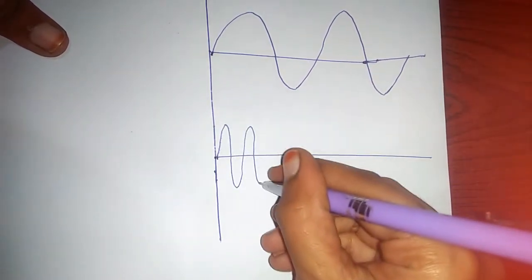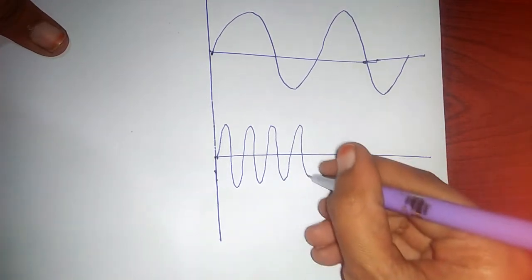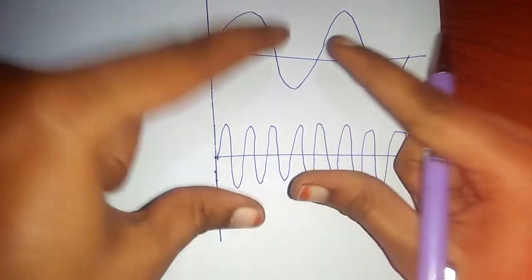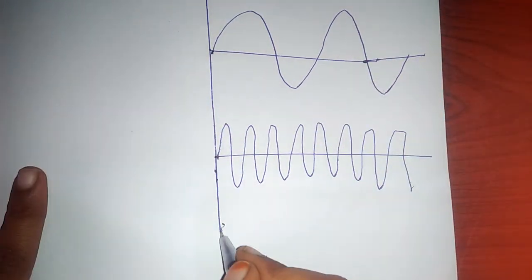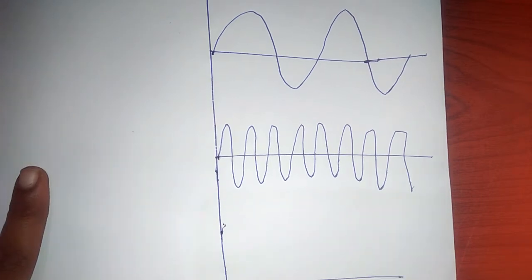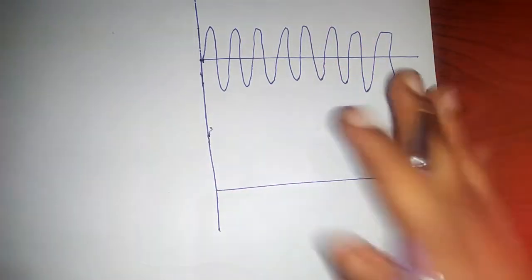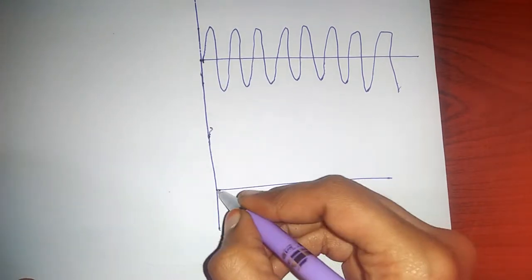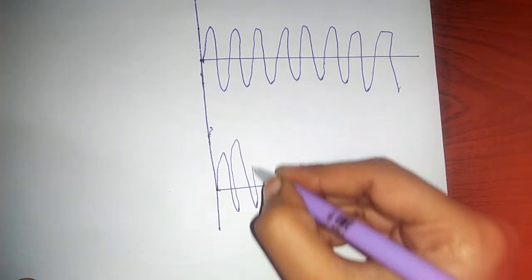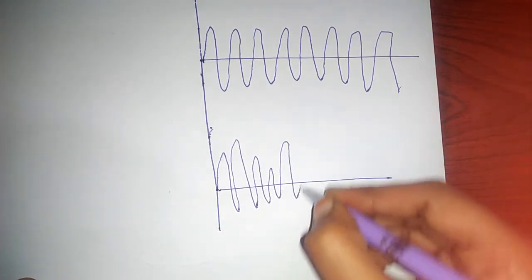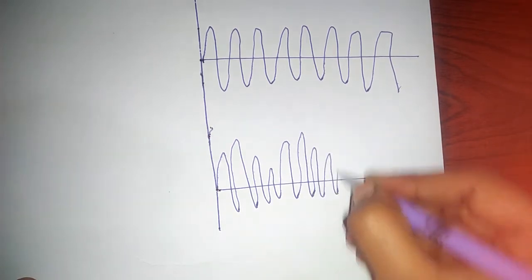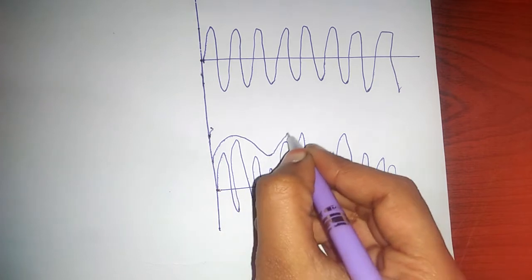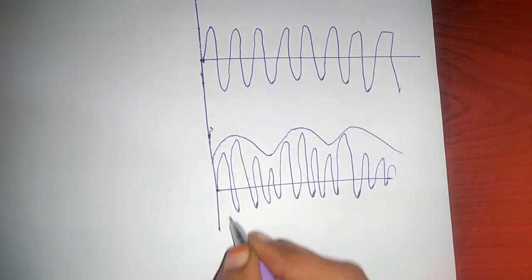This is the carrier signal. Now I would like to mix both of these and send them so that the message can reach the person. The wave will be like this. See here, this is your information, the information that you are going to send.